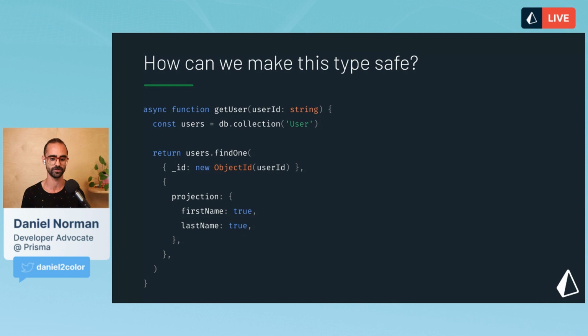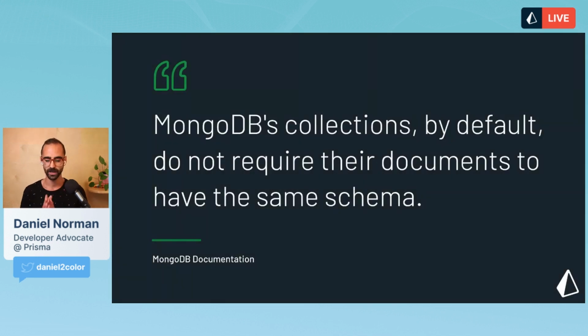Assuming that we wanted to make this type safe, how could we do this? The getUser function first takes an object ID string and then returns a document or an object. This is a challenge because of MongoDB's flexible schema, and this is actually by design. MongoDB's collections by default do not require their documents to have the same schema. This means that documents in a single collection do not have to have the same set of fields, and the data type for a field can differ across documents within a collection.